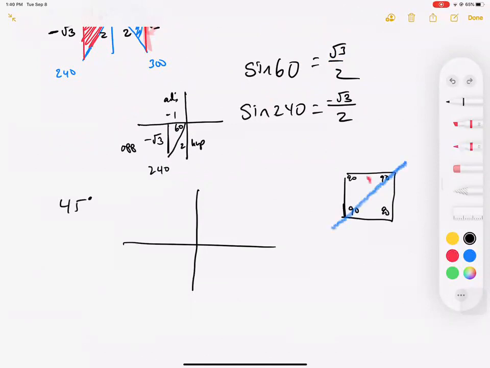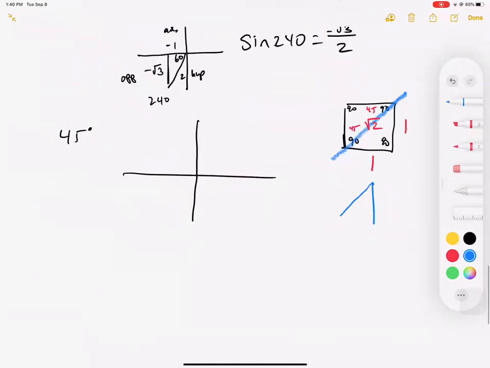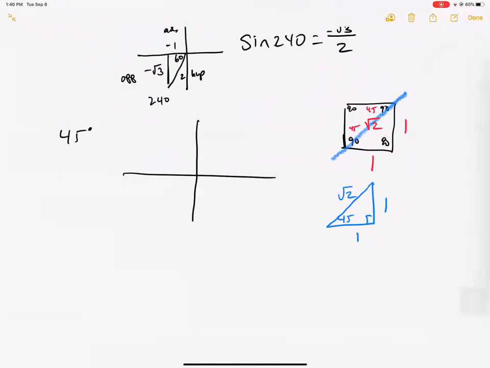45, 45, 90. Okay, knowing that, that means the sides are 1, 1, and the Pythagorean theorem says this is square root of 2. So let me draw that for you again one more time. For 45-degree triangles, this is always the case. If you have a 45-degree angle in a right triangle, 1, 1, square root of 2. What if the side was 3? 3, 3, 3 square root of 2. What if the side was 10? 10, 10, 10 square root of 2.